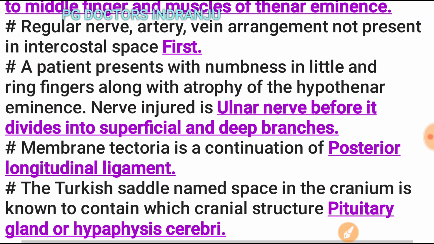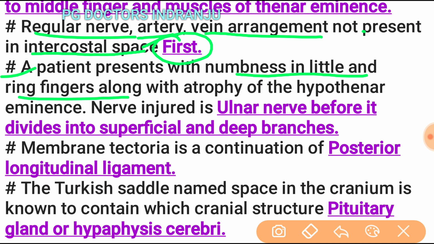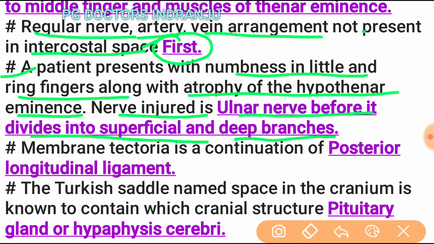Next, the regular nerve, artery and vein arrangement is not present in the intercostal space, which is the first intercostal space. A patient presents with numbness in the little and ring finger along with atrophy of the hypothenar eminence. The nerve injured is the ulnar nerve before it divides into superficial and deep branches.